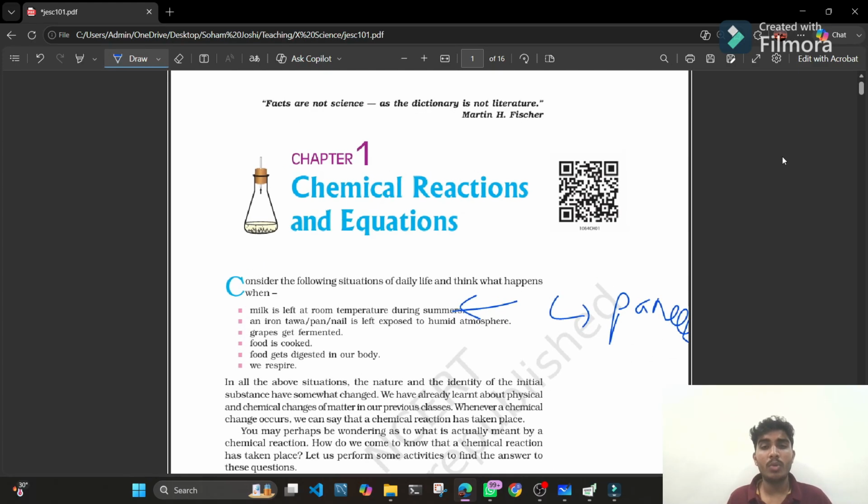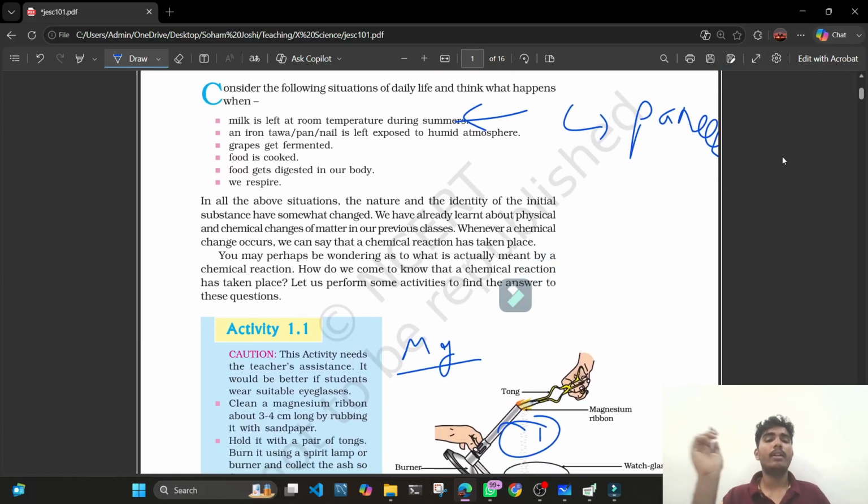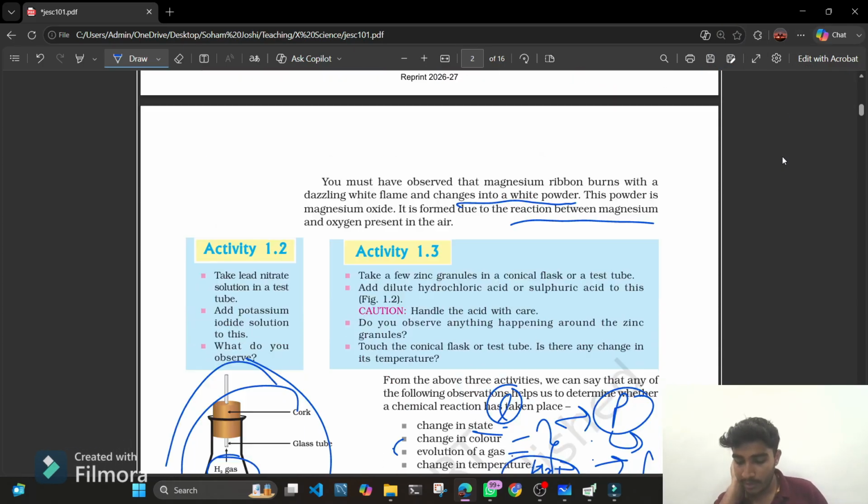I would suggest you to read this chapter twice and learn all the chemical reactions. Practice balancing the chemical reactions. You can just go on Google and ask Google to give you some examples to balance the equations. Right. Okay. All right. I think we are done with this chapter.